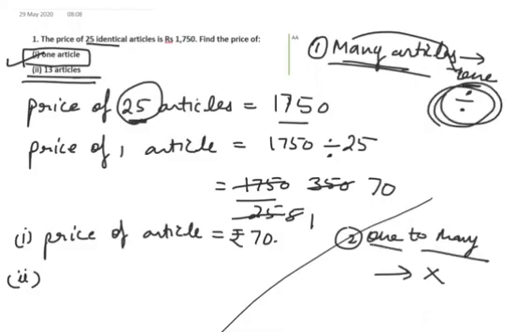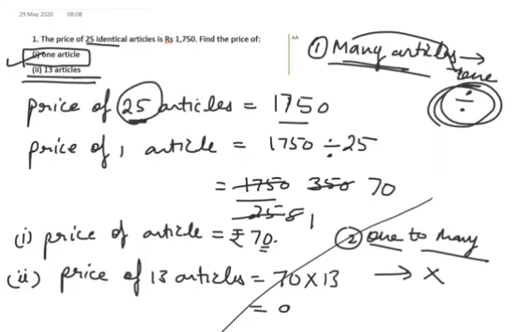You know the price of one article, so you can also find the price of 13 articles. So price of 13 articles is equal to 70 into 13, 910 rupees. Is it clear? So the price of 13 articles is 910 rupees.